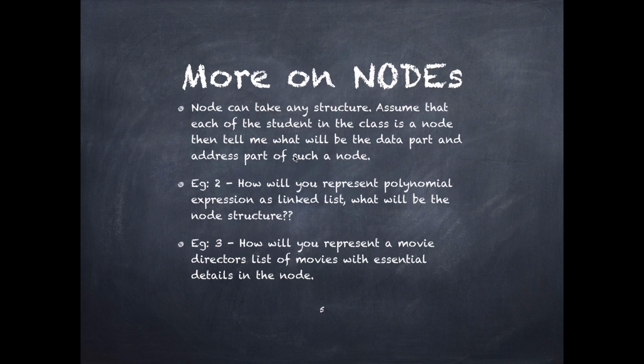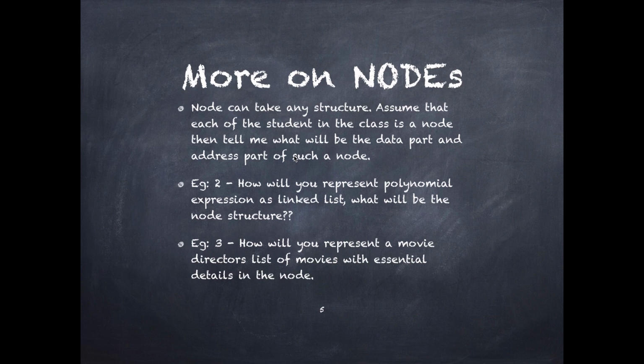Now, second example. How will you represent a polynomial expression as a linked list? What will be the node structure? Okay, so when I am telling this, please make your lecture note. I am again reminding you, as in class. First, I have to see in your notebook the linked list of the student. Please don't forget that. Now the second linked list. Second linked list is what?